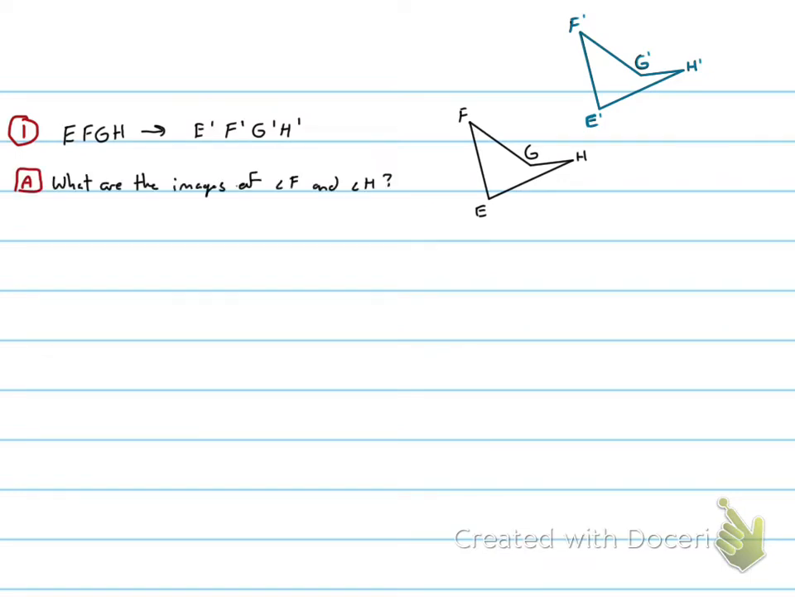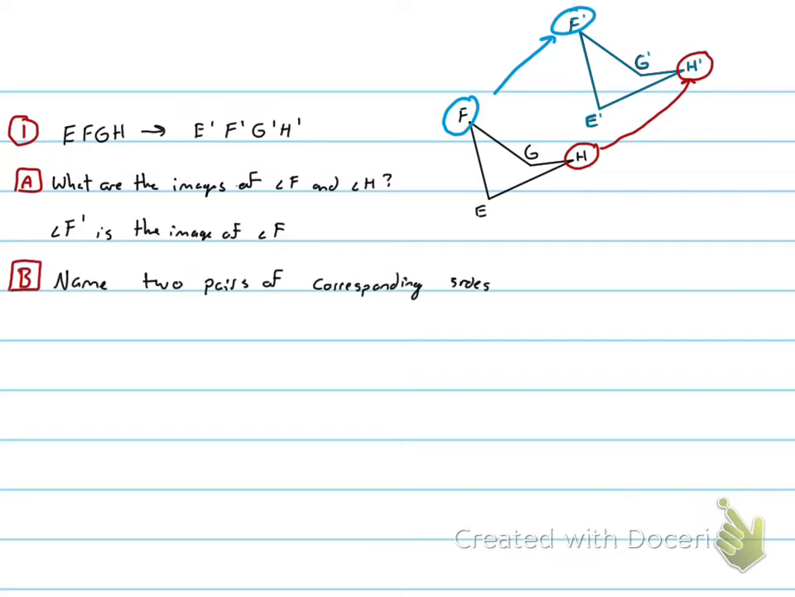I want to know, what are the images of angle F and angle H? Now here, these problems aren't too difficult. It's just the wording of these might seem a little bit new. The image of angle F would be kind of like the new angle that matches up with the original angle. So I would say F' is the image of angle F. H would map to H'. So I would say that H' is the image of angle H.